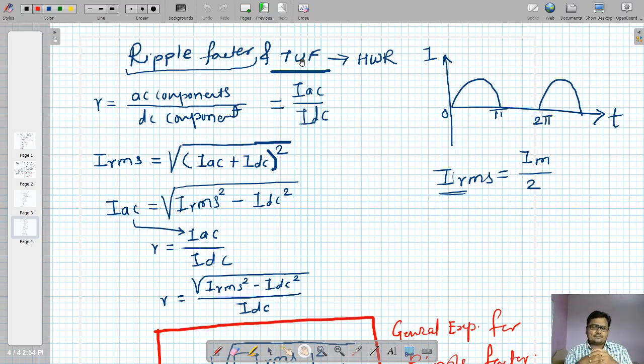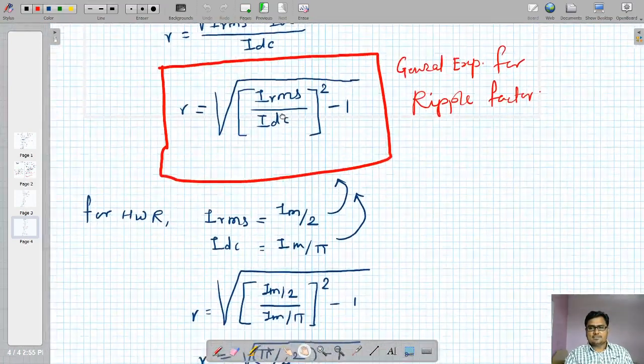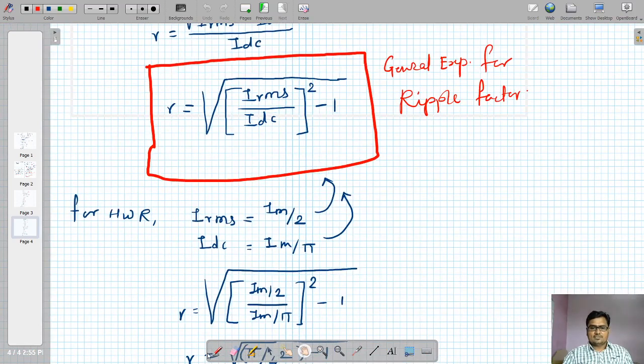That's why we have written the equation of ripple factor: R is equal to AC component divided by DC component. By this, you remember that we have derived one general expression for ripple factor. While studying the half wave rectifier, I told you that we refer to it as a general expression because this expression can calculate ripple factor for the half wave rectifier, the full wave rectifier and the bridge rectifier. That's why we call it a general expression of ripple factor.